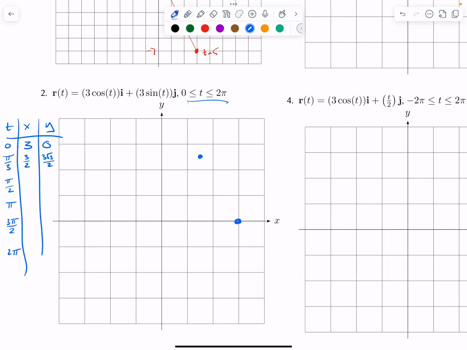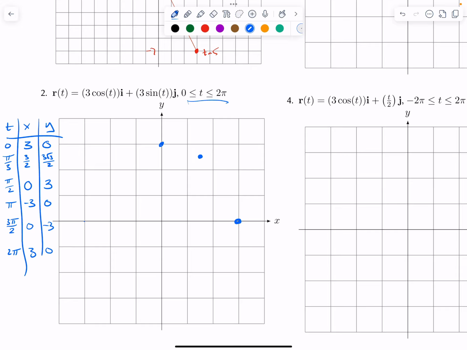Then pi over 2, the cosine of pi over 2 is 0. Sine of pi over 2 is 1. So 3 times 1 is 3. That's right here. Yeah, I think you can see what's going to happen, but let's go ahead and follow through. When I plug pi into this, I get -3 because the cosine of pi is -1. This is 0. This will be 0, -3, 3, 0.